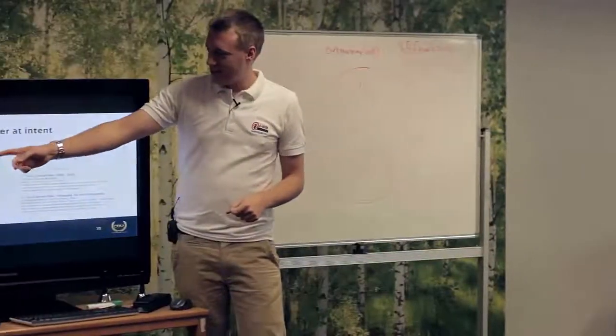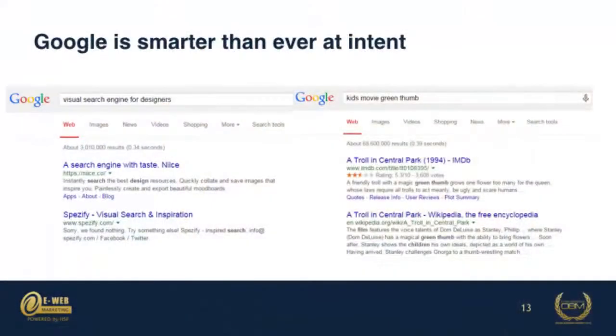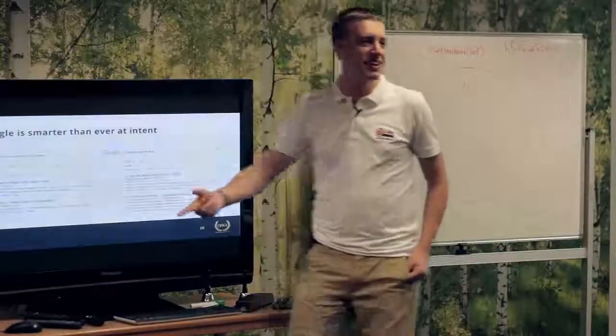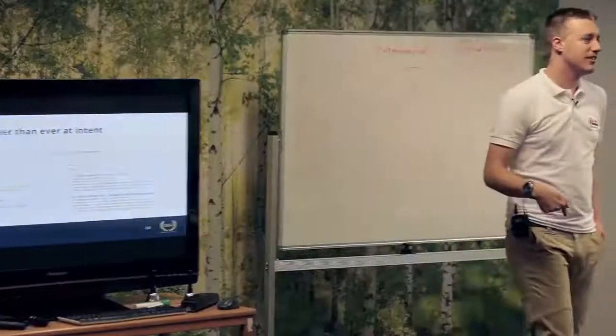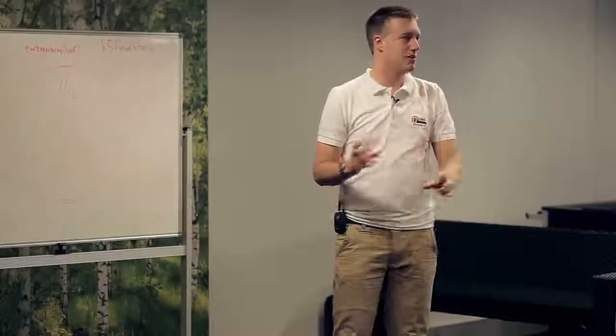The first one is, imagine you search, and you can actually go do these searches yourself, visual search engine for designers. The result that ranks first says, a search engine with taste. Nice. So this has the words search engine in it, but it doesn't have the word visual or designers. But the point is that Google actually understood what the search means, and it returned the result that was the most relevant, even though the keywords weren't exactly matching with the search.